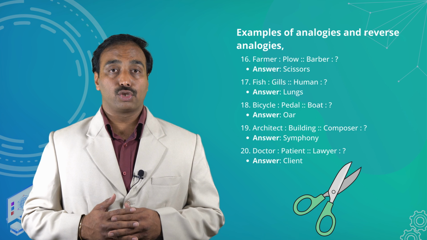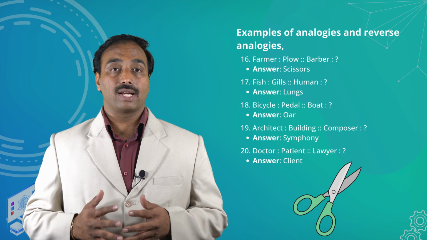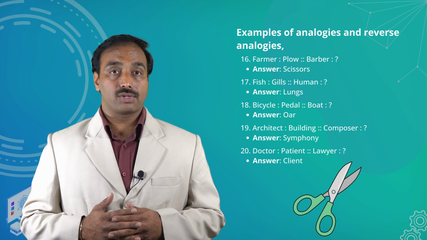Fish is to gills, whereas human is to lungs. Fish use gills to breathe and humans use lungs. Both pairs describe organisms and their respiratory organs.